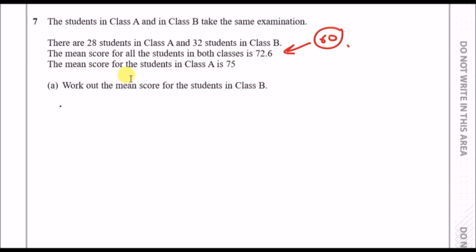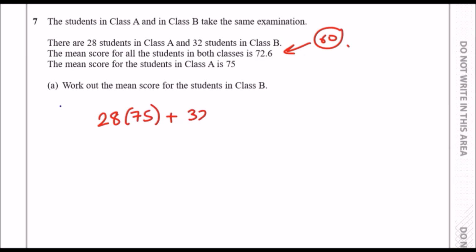Now the mean score of the students in Class A is 75. Work out the mean score of students in B. Alright, so this kind of example is something known as the weighted mean, yeah? And the way it works is that we have to think of it like this. We say we've got 28 students in Class A and on average they each scored about 75 marks.